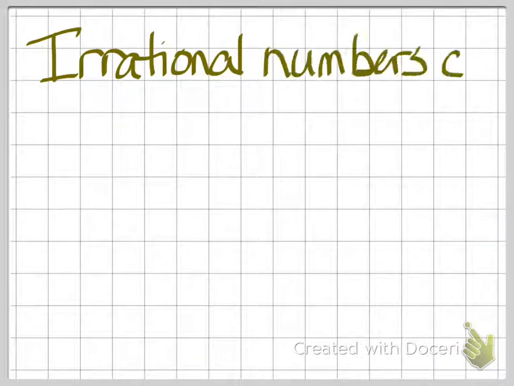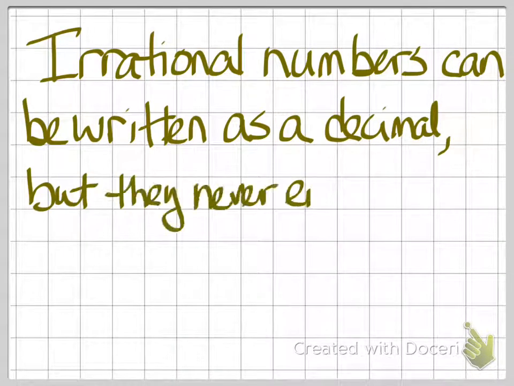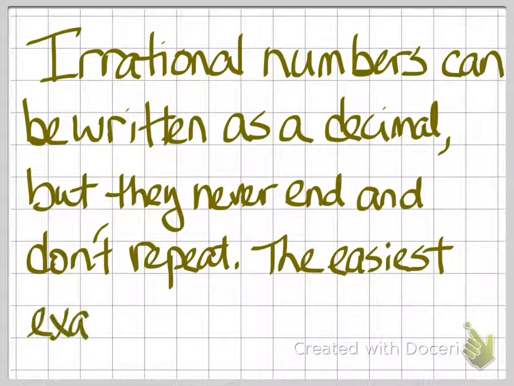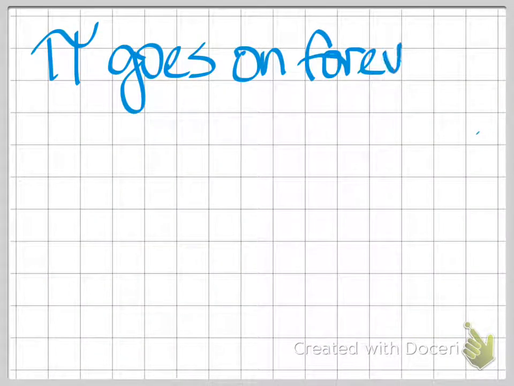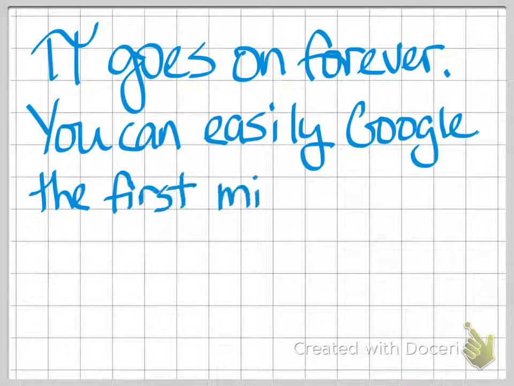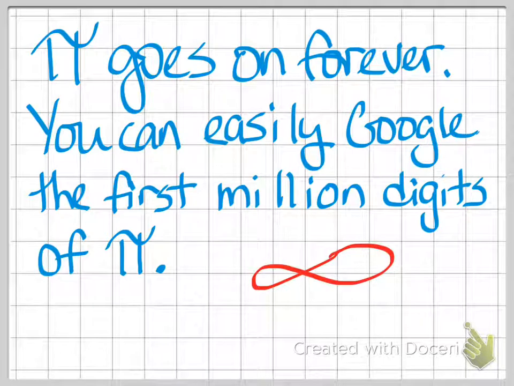Let's now look at irrational numbers. They can be written as a decimal, but they never end, and they don't repeat. The easiest one to remember is pi, which is the ratio of the circumference of a circle to its diameter. We're going to work a lot with pi later on this year, but you can easily Google pi online and you'll see the first million digits, and there's really never been an end that's been found. That's why we say it goes on to infinity, which is the symbol in the classroom.